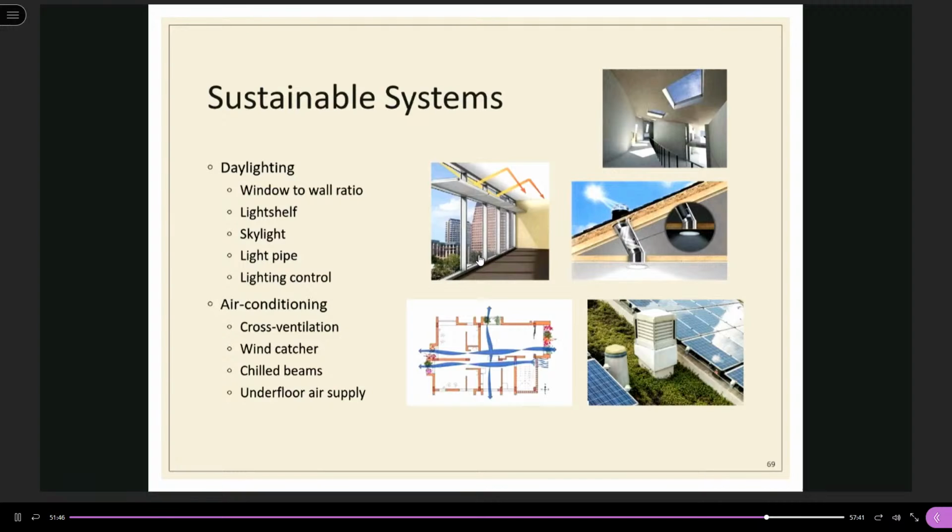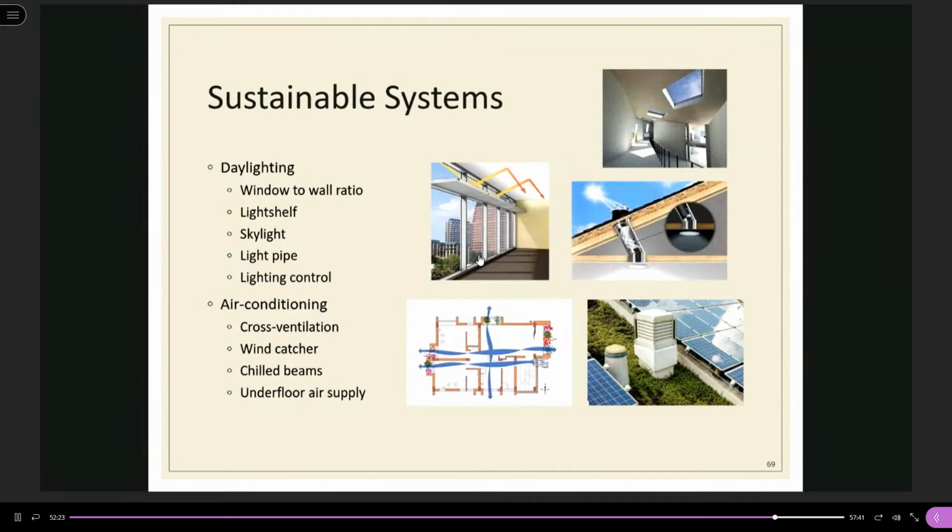Sustainable system, daylighting system. We can increase the window to wall ratio, or I should not say increase, we should optimize. Okay, too much windows doesn't mean it is good. When we have very large windows, then there will be more solar heat gain and more energy has to be spent on the air conditioning system. So we need to optimize the window to wall ratio to find out the right window to wall ratio, which is the best for lighting and also air conditioning system.